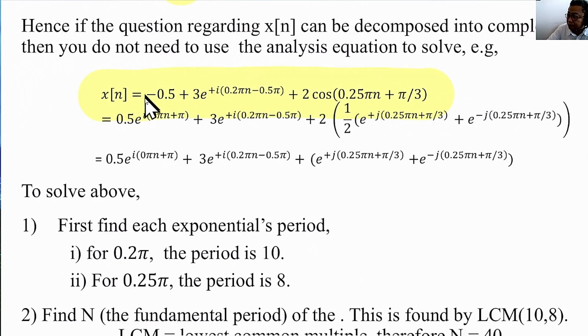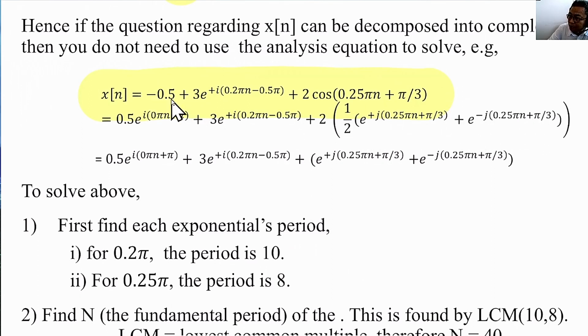It has a DC term. It has a complex exponential at 0.2 pi with a phase shift of minus 0.5 pi. And now it has a cosine term at 0.25 pi and a phase shift of pi over 3. We now know that if we want to analyze this equation by direct inspection, we have to decompose this cosine into complex exponentials. So using Euler's formulation, the cosine is broken down into half of this complex exponential plus half of e to the minus this complex exponential.